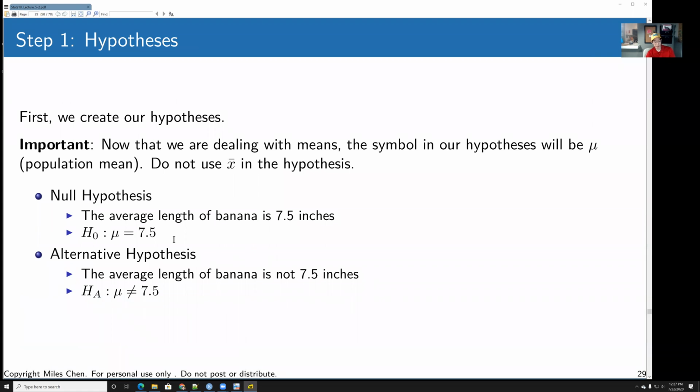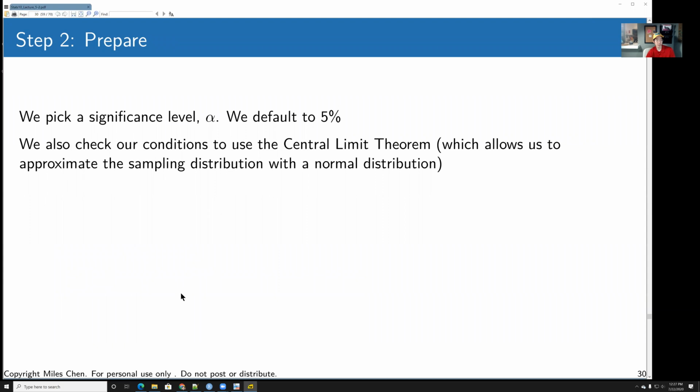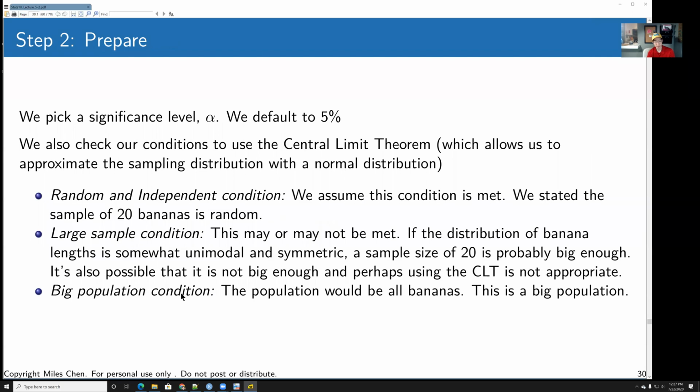Okay, so we've got hypotheses about mu, and our alternative will be two-sided. We'll say that the average length is not 7.5 inches, so mu is not equal to 7.5. And then we pick a significance level. We'll just default to 5%, but again, you can pick a different significance level, 10%, 1%, whatever you want. Okay, and we'll check our conditions to use the central limit theorem, right?